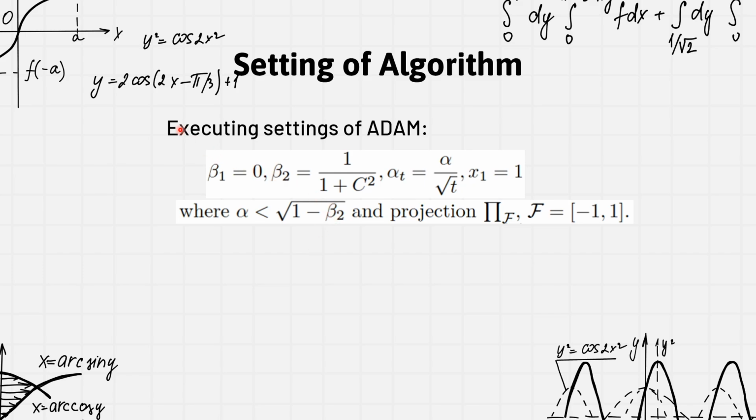Before we go into the proof, let us first define the variables involved in executing the Adam algorithm. Since beta 1 is unrelated to the learning rate, it is defined as 0 for convenience, and we define beta 2 as 1 over 1 plus c squared. Then alpha t is defined as alpha over root t, and we set x1 to be 1. Notice that the projection in the algorithm is the Euclidean projection onto the interval from minus 1 to positive 1.